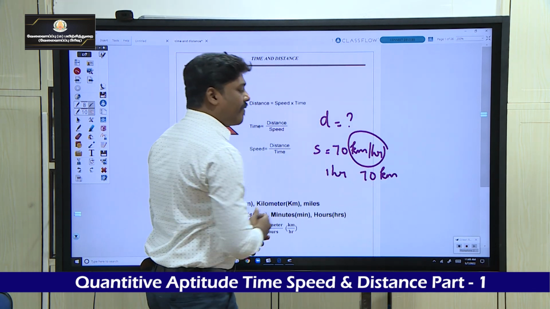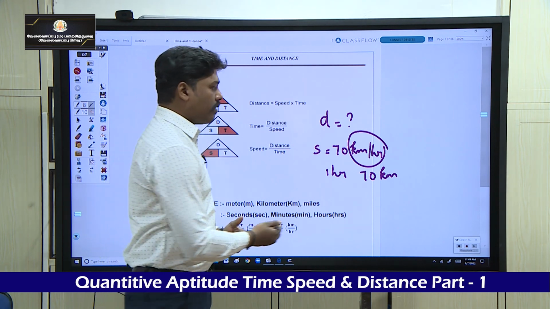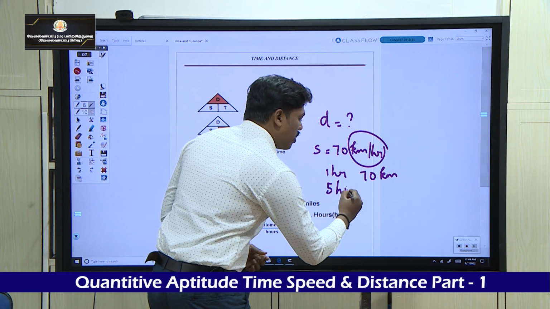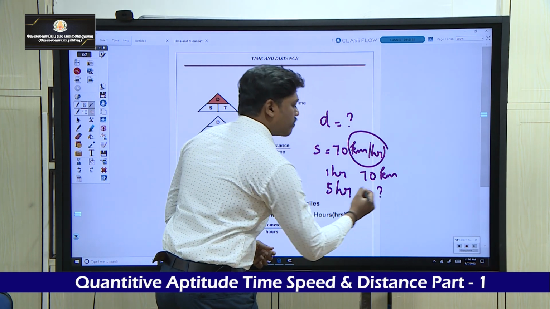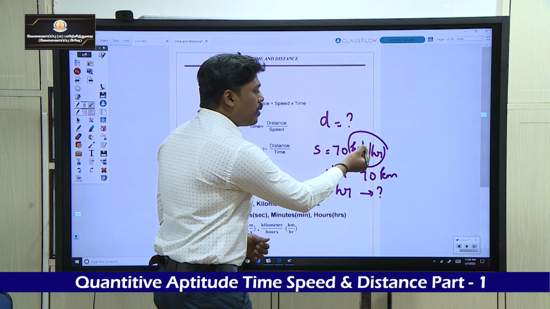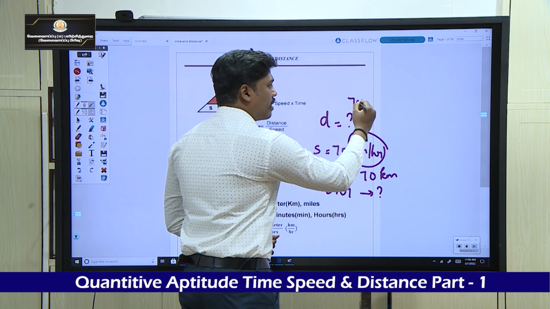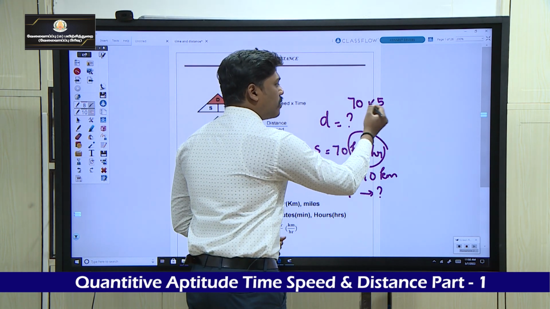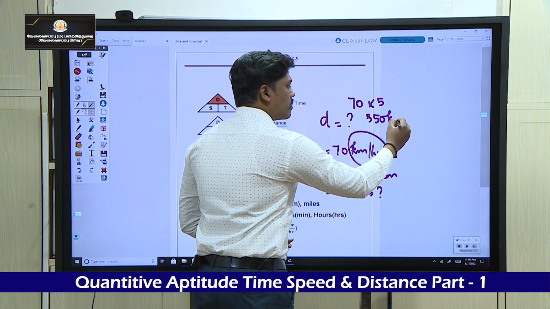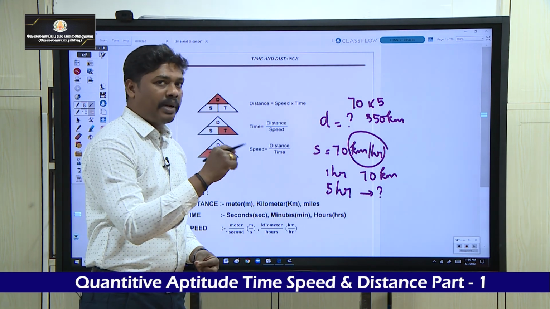With this speed of 70 kilometer per hour, he is traveling for 5 hours. So how much distance would he have covered? It is speed into time. Speed is 70 kilometer per hour, time is 5 hours, so the distance covered by him is 350 kilometer. From this I can tell distance can be measured by the product of speed and time.